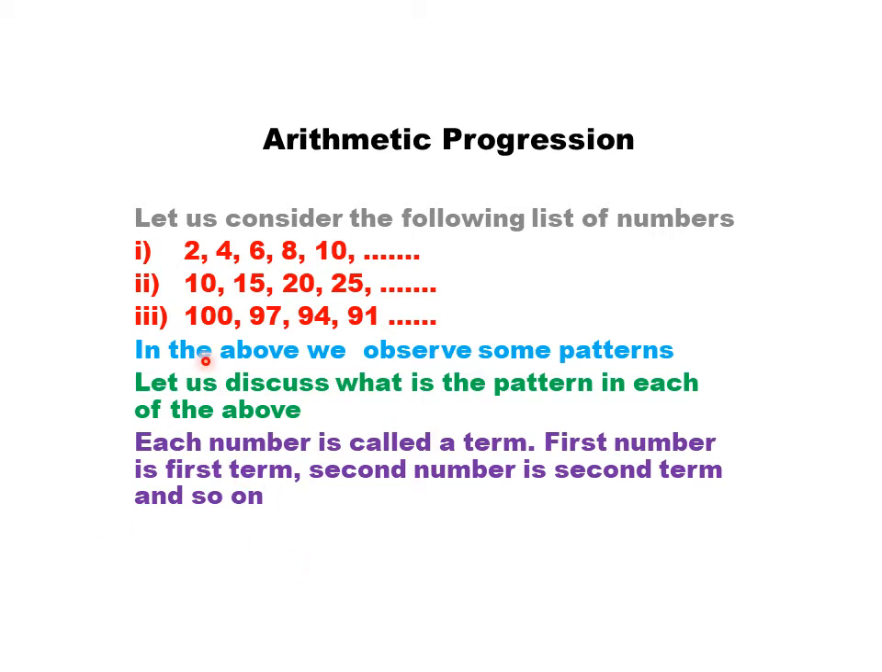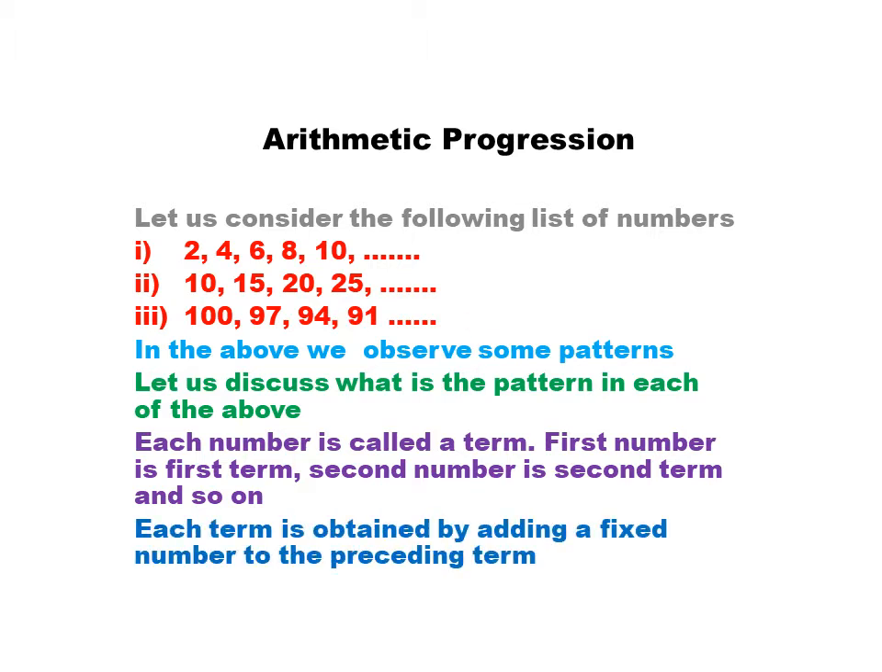Here each number is called a term, and the first number is called the first term, and the second number is called the second term, and so on. So in this series, 2 is the first term, 4 is the second term, 6 is the third term, and so on. Here 10 is the first term, 15 is the second term, 20 is the third term, and so on. Here 100 is the first term, 97 is the second term, 94 is the third term, and so on.